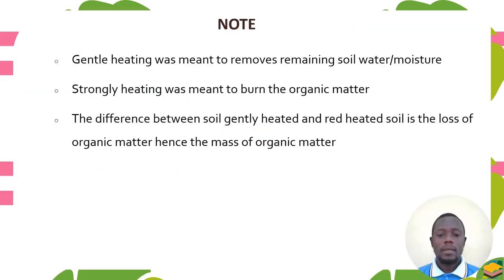So in conclusion, organic matter is a constituent of the soil. If you remember, in the experiment we talked of heating the soil gently. The aim of heating the soil gently was to remove the remaining water or moisture in the soil. Strong heating was there to burn or remove the organic matter in the soil. So the difference between gently heated soil and red-hot soil is the loss of organic matter, hence the mass of organic matter.